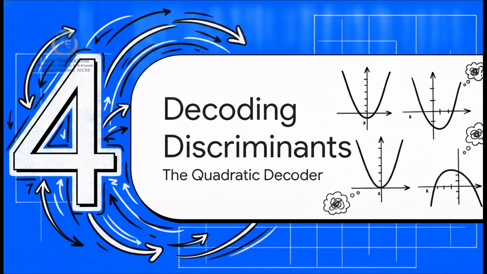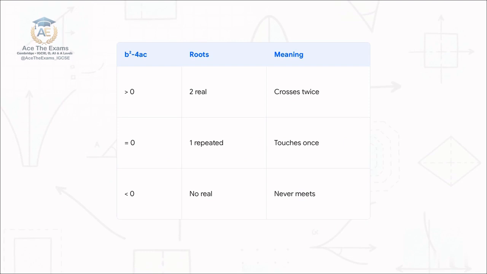Moving right along to section 4, decoding the discriminant. So sometimes you don't actually need to fully solve an equation. You just need to diagnose how it behaves. Think of the discriminant as your ultimate mathematical decoder ring. If you remember the famous quadratic formula, the discriminant is that specific little part sitting entirely under the square root, b squared minus 4ac. Because it lives under a square root, it dictates the visual graph instantly.